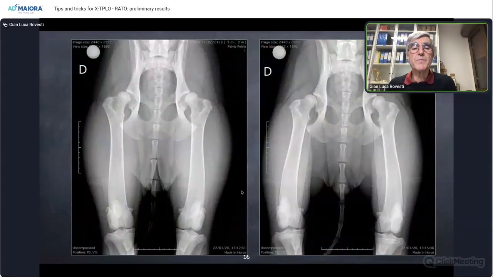What we can see, usually there is not a major difference. The first projection that we see is without distraction, the second is with distraction. As you can see, usually the difference is not a huge one.